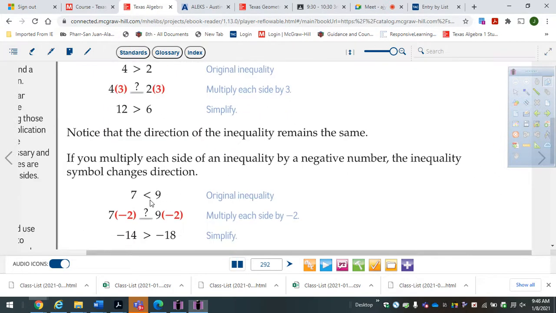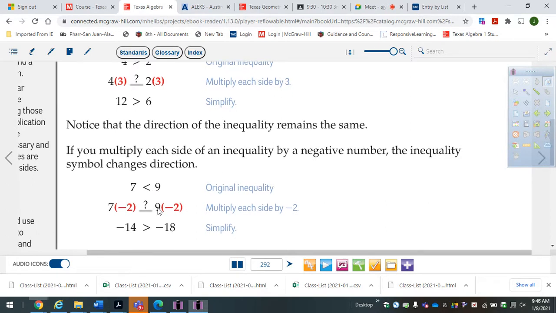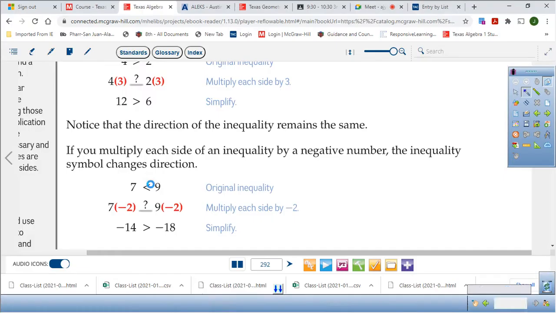Now what happens if you multiply by a negative? Okay, so if I have a 7, and you see how that one's less than a 9, and if I multiply by a negative, well, what happens is if we multiply these out and we keep the symbol the same, it's going to be wrong. Look. If I keep this symbol the same, is that true or false? That's a false statement, okay? So for it to be true, we're going to have to do this now. When you multiply by a negative or divide by a negative, you have to switch the inequality sign, okay?